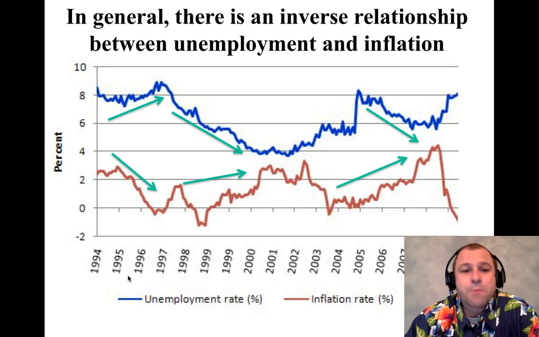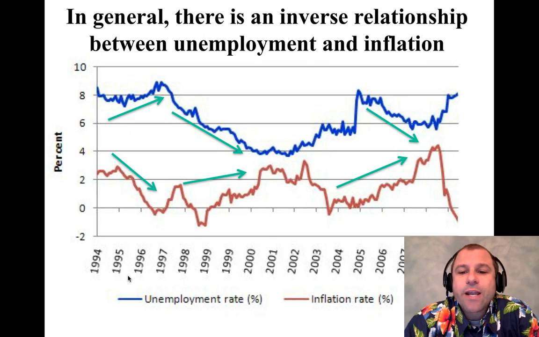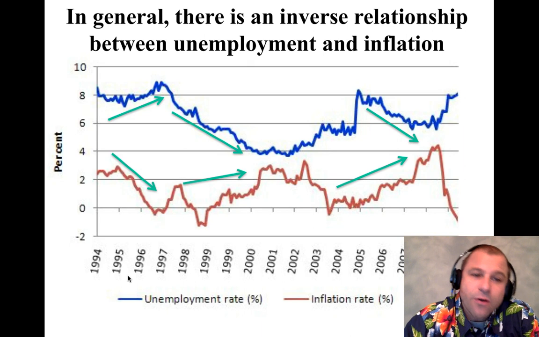And so, generally speaking, when you have inflation going one way, your unemployment rate is going to be going the other. And you see in this graph that inflation is in red, unemployment is in blue, and generally speaking, they were inverse. Now, this all stops after the Great Recession.